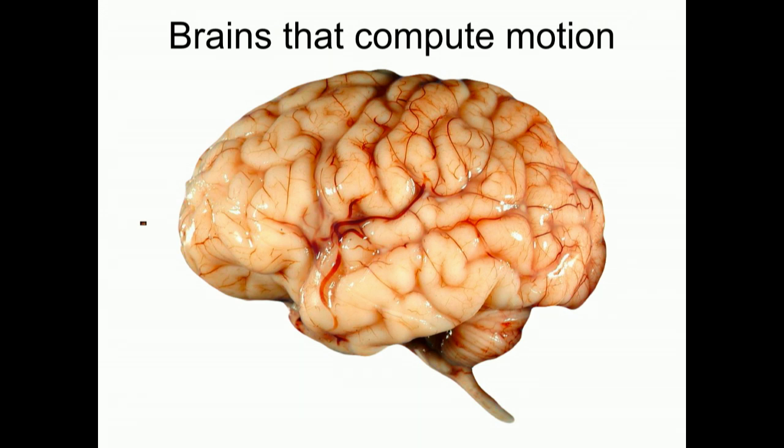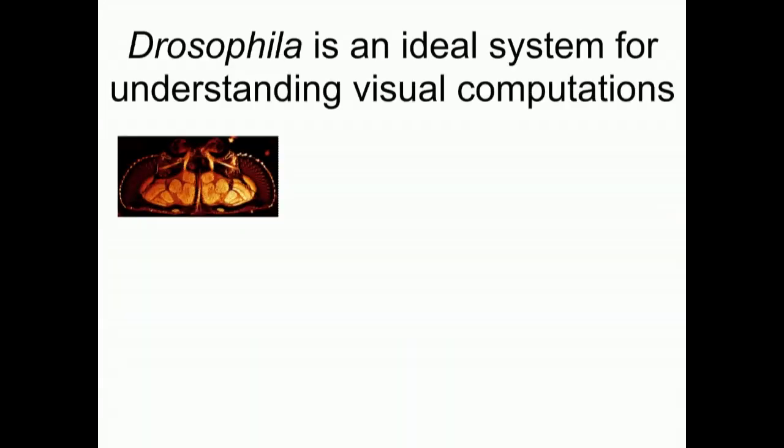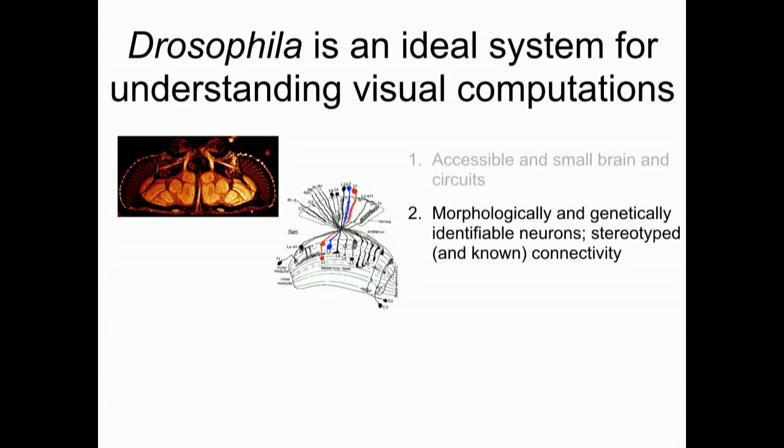And there are a lot of advantages to going after these types of questions in Drosophila. So one of them is that the brain is just small, right? So that means it doesn't have many neurons, and that it's accessible, right? So you can peer into the center of the fly's brain without removing a bunch of it first. Second, it has morphologically and genetically identifiable neurons. In many cases, we actually know the ground truth connectivity between these neurons. So that makes understanding these circuits a little bit easier.